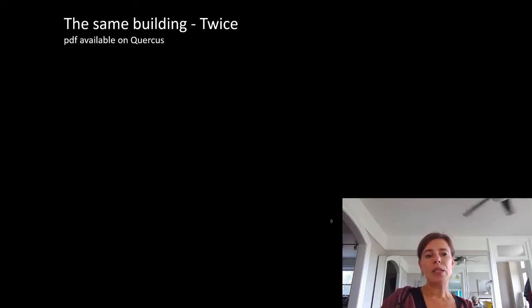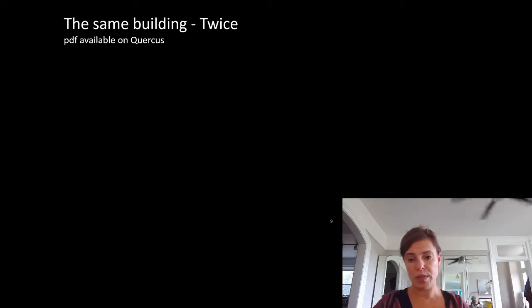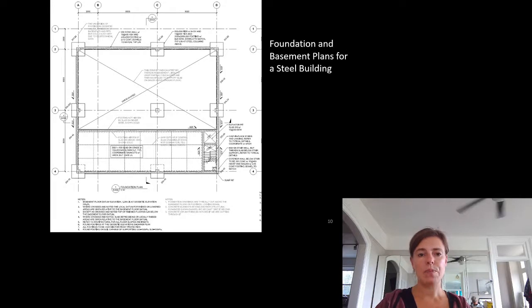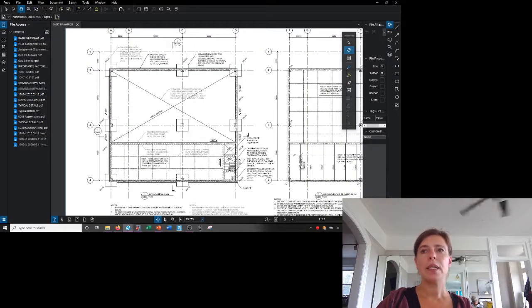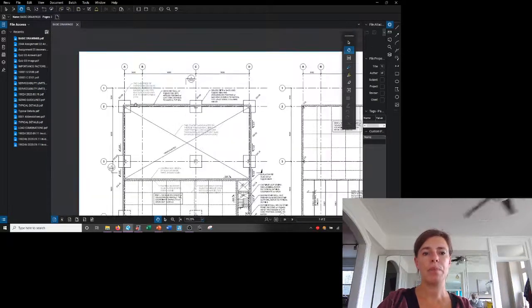So like I said, these drawings are available as a full PDF on Quercus. You also have this PowerPoint presentation that shows them, but it might be easier sometimes to just open up the drawings. So as we get into it here, I think what I might do is actually just open up the PDF, because we might find the PDF a little bit easier to look at because I can zoom in.